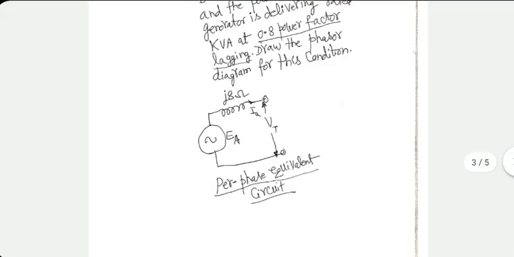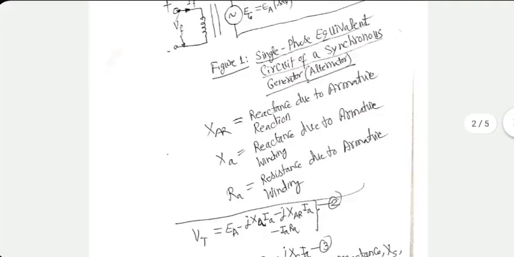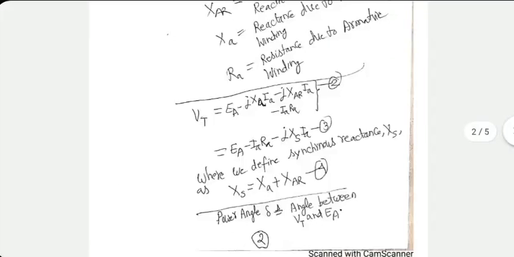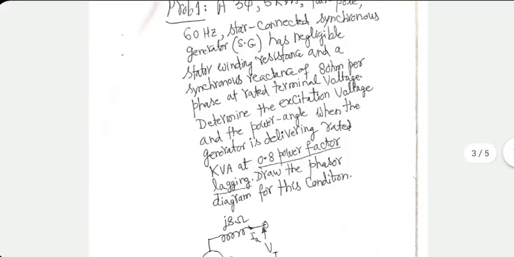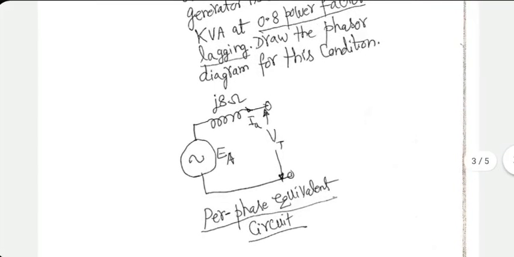First thing is write the equivalent circuit, single phase. EA followed by RA, which is 0, and XAR and XA total is given as XS. So equivalent circuit is quite simple. EA and a reactance of 8 ohm. That's it.